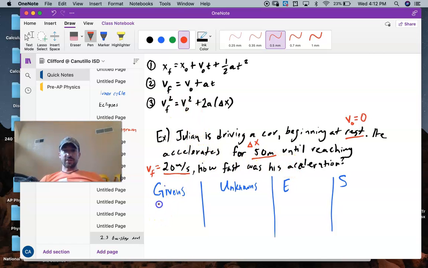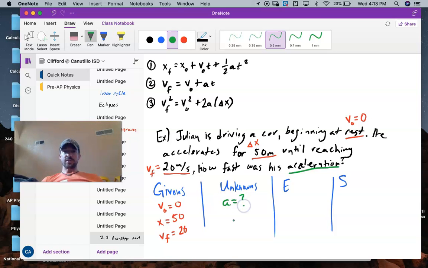So let's write down all the stuff that we were given right here. V naught is equal to 0. The change in x, or I'll just label it x, is 50, and our final velocity was 20. Okay. Now our unknowns, we got to find something that's unknown. Okay, so that's what we're trying to solve for. And in this case, it says how fast was his acceleration. So our acceleration is our unknown. That's what we're trying to solve for.